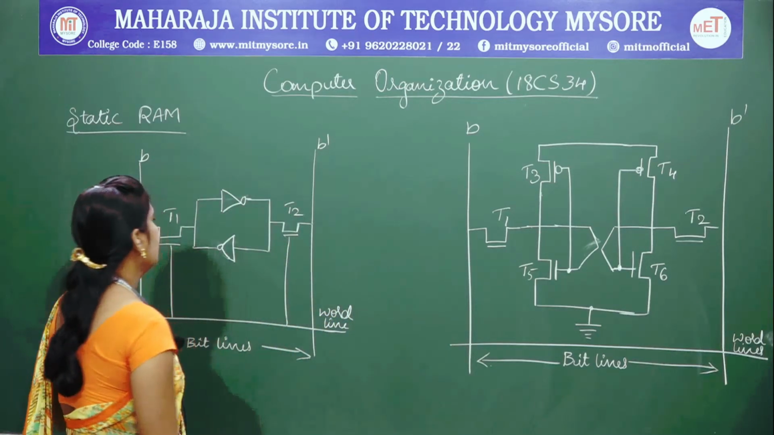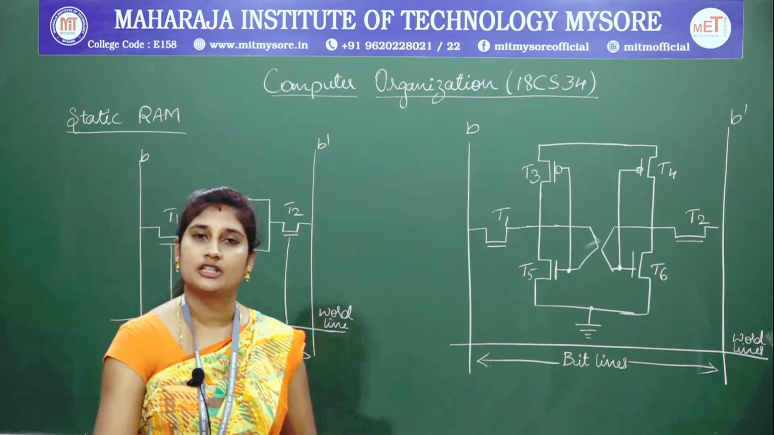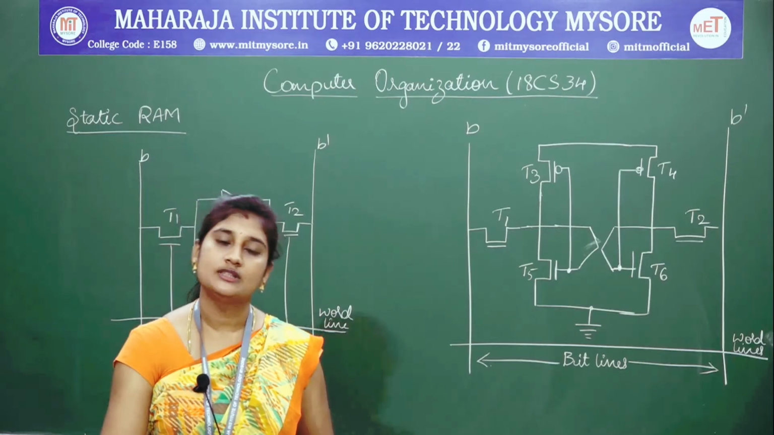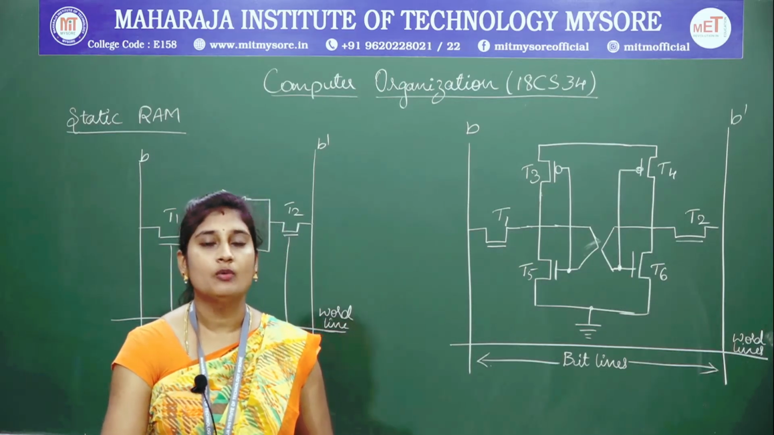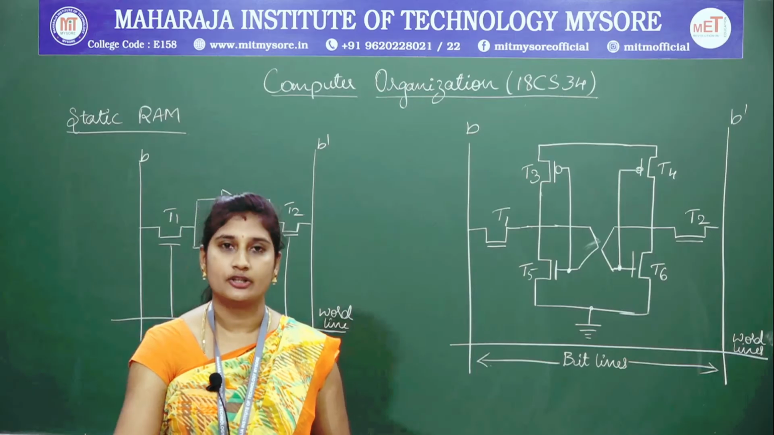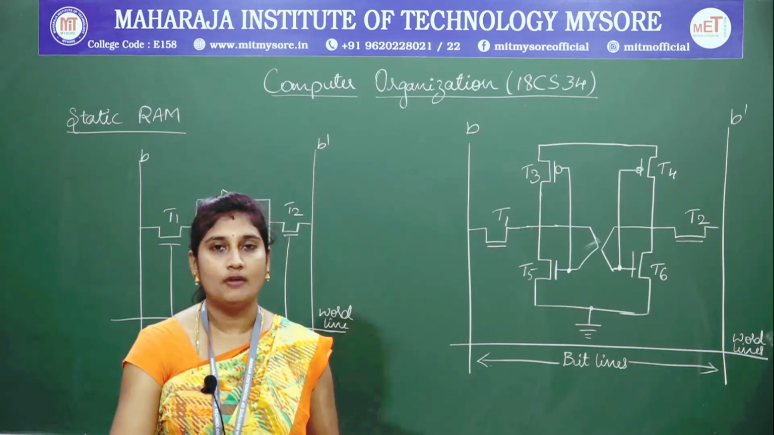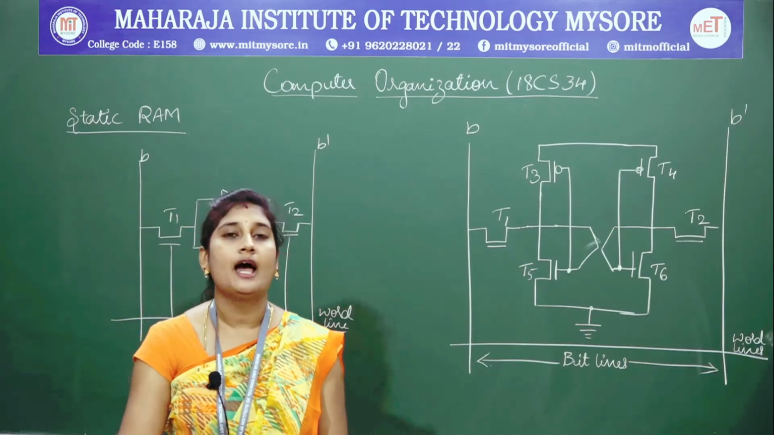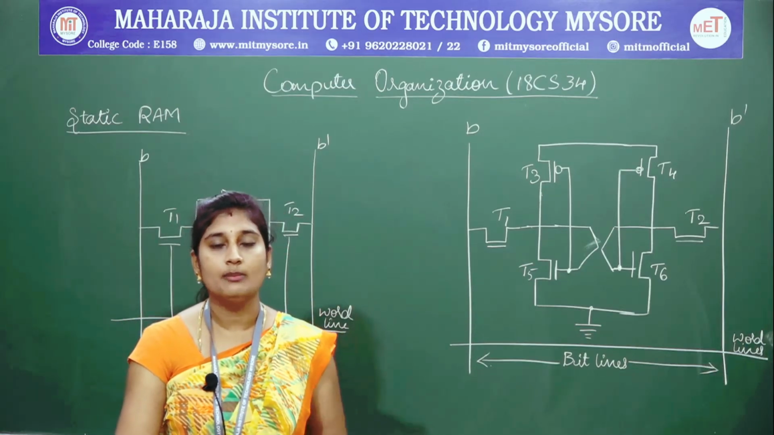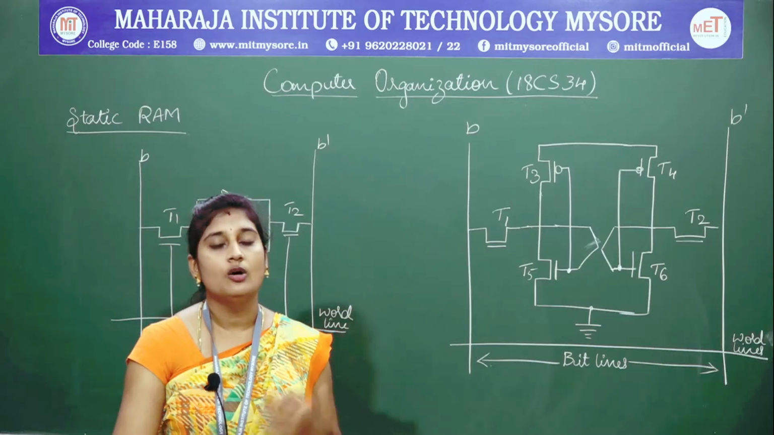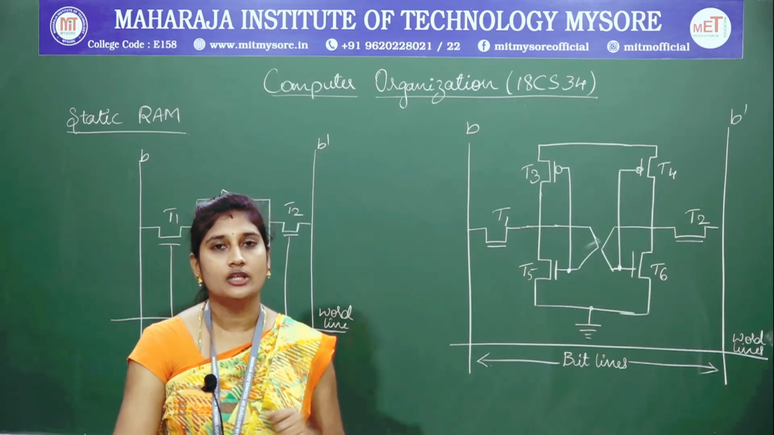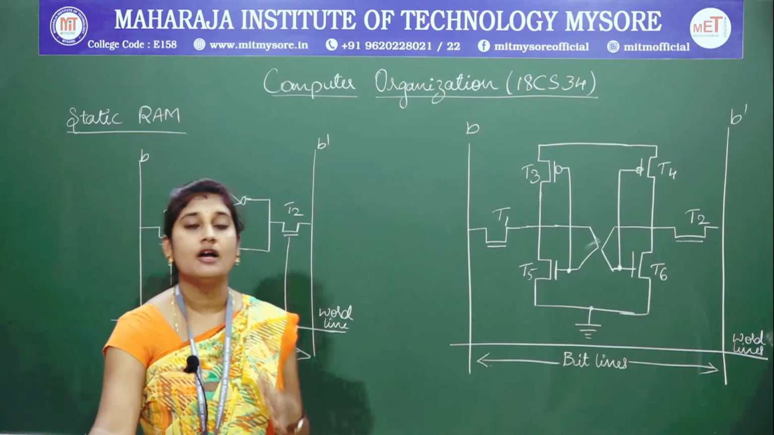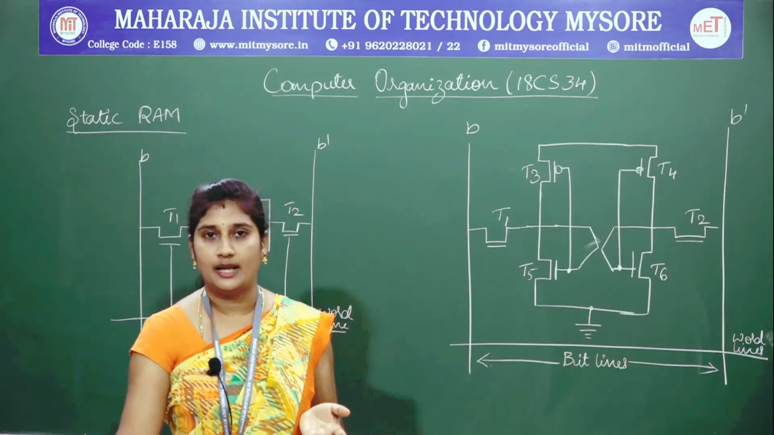In the static memory cell, first of all we shall know what we mean by a static memory cell. A static memory cell means a memory consisting of a circuit which is capable of storing the contents, or retaining its state, as long as the power is applied to it. Whatever contents you store in your static RAM cell will be retained in its state until the power is applied to it.